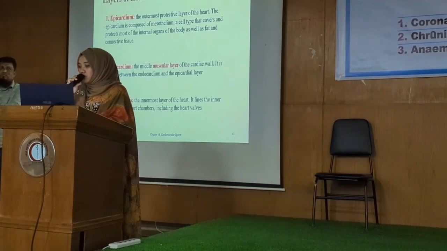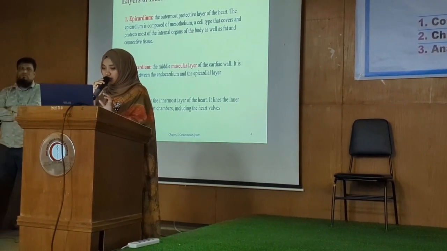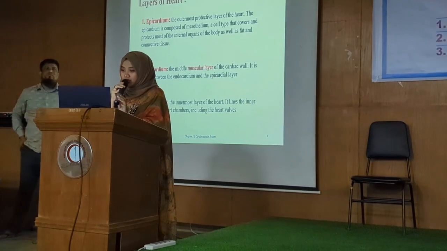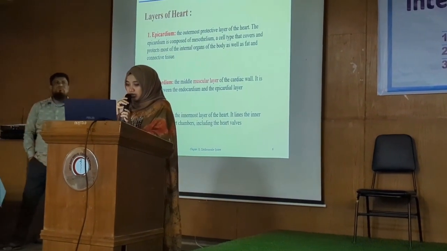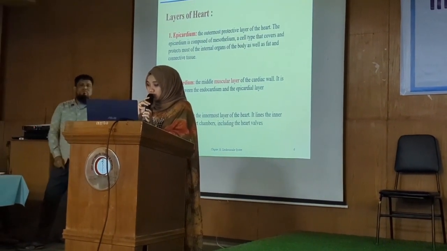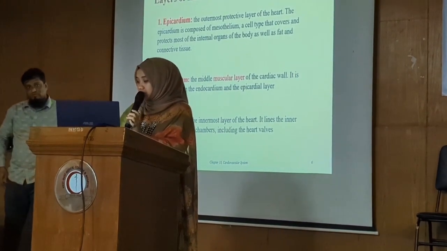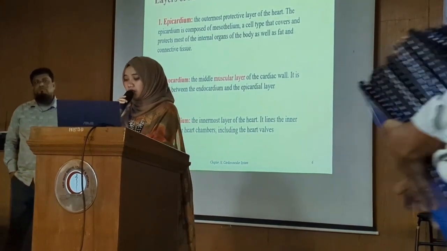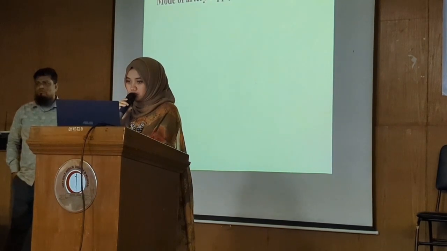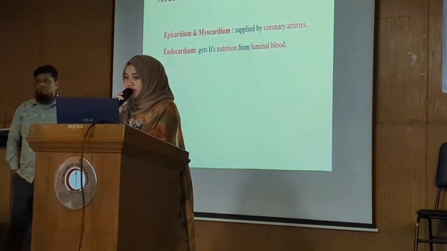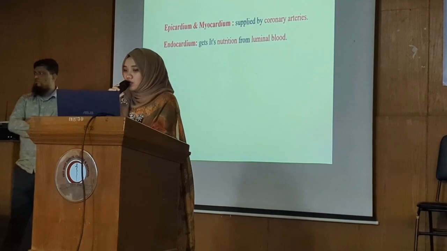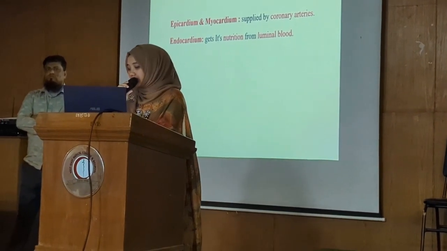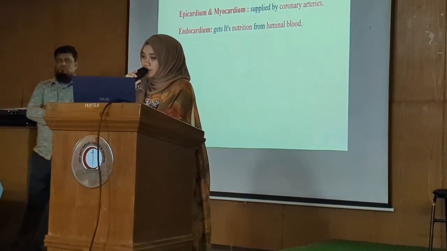The myocardium is the middle muscular layer of the cardiac wall. It is located in between the endocardium and the epicardial layer. And the endocardium is the innermost layer of the heart. It lines the inner surface of the heart chambers, including the heart valves. The epicardium and myocardium are supplied by the coronary arteries, and the endocardium gets nutrition from the luminal blood.